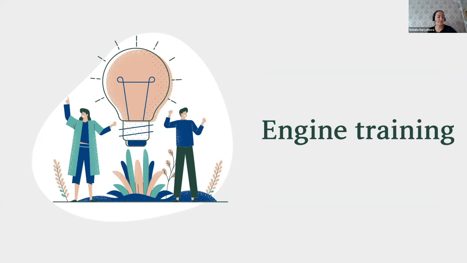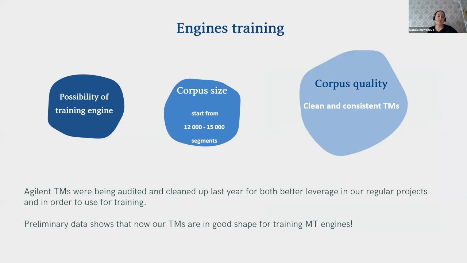Of course, if we speak about engines, we should mention engines training. Here, several things should be considered. So first of all, possibility of training at all. As far as I understand, right now, most of the top performing engines nowadays are trainable, so this is not a big issue. Second thing to consider is corpus size.